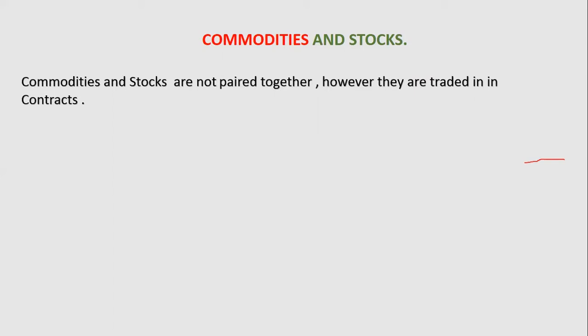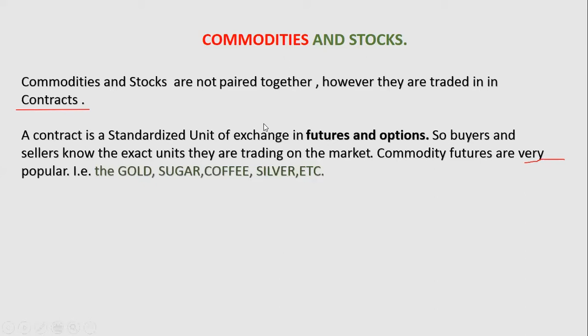So instead of buying a standardized unit of currency at every point in time, for commodities and stocks, we call them standardized contracts. A contract is a standardized unit of exchange in futures and options. So buyers and sellers know the exact unit they are trading on the market. With this one, there is no exchange. For example, people are buying and selling gold. They are not exchanging, just exchanging money. Gold has like a 50 standard unit, so at every point in time, you are buying 50. 50 is the lowest contract of gold that you can buy. Are we good? Sugar, coffee, and silver, those are futures.